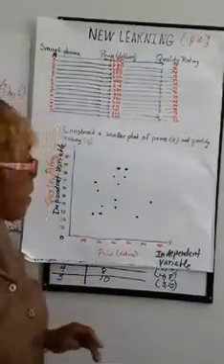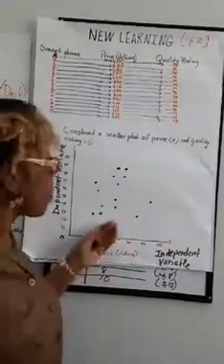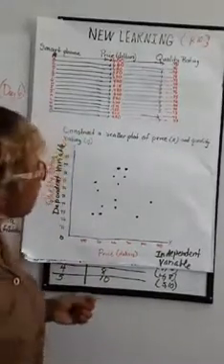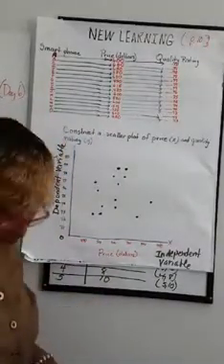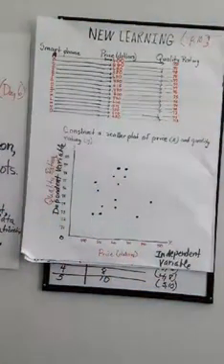Now, looking at this, would you say this is a positive relationship, a negative relationship, or no relationship at all? What would you declare? Write your answer. Drop your answer in the box. What type of relationship do you think that is? Do you think there is a relationship?